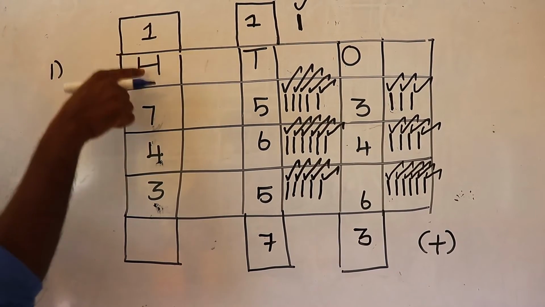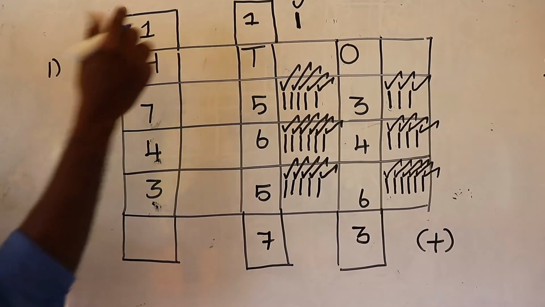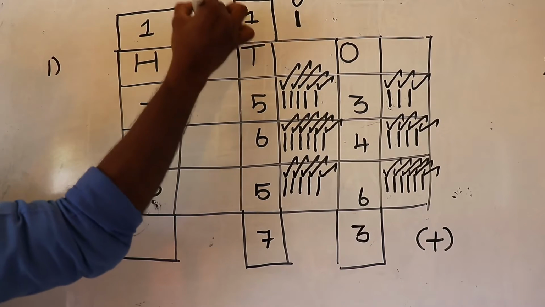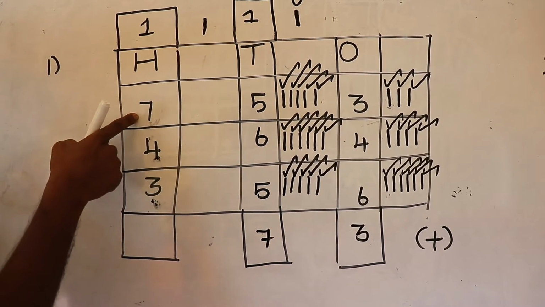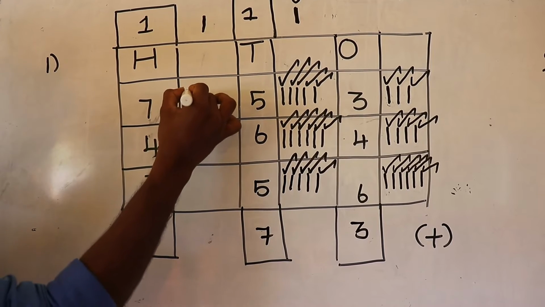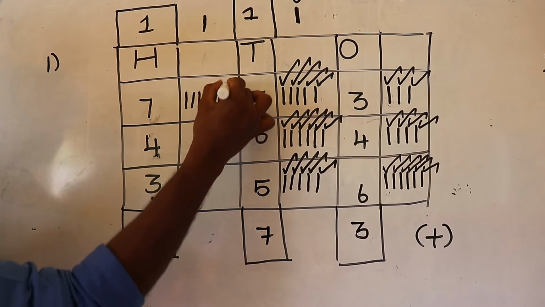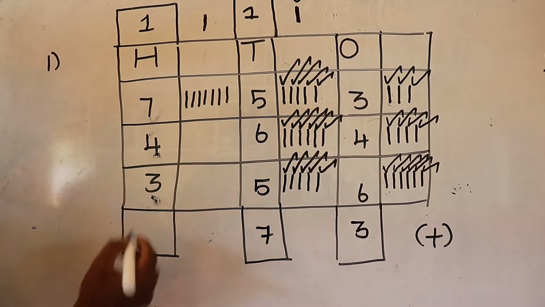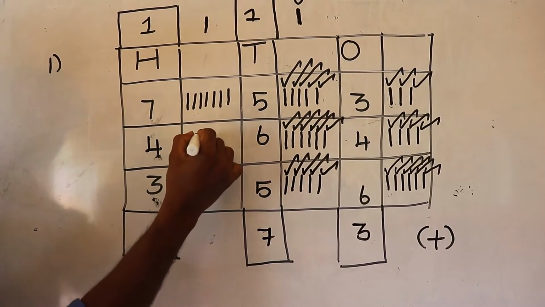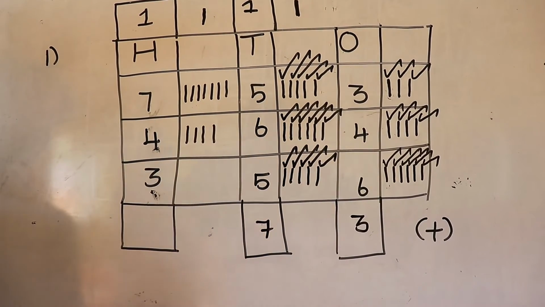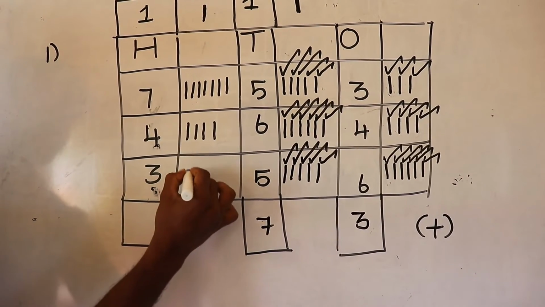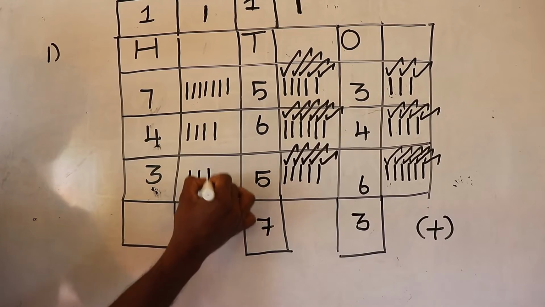Next, the hundreds values. First value 1, so here draw only 1 line. Next, the second value 7, so draw 7 lines. Third value 4, so draw 4 lines. Next value 3, so draw 3 lines.